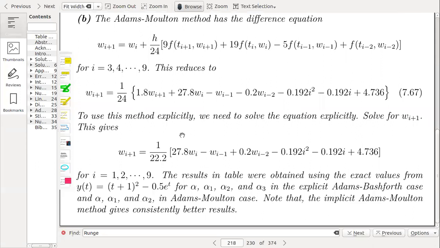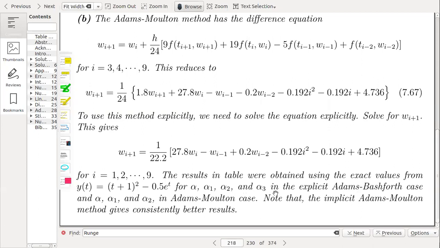To use this method explicitly, we need to solve the equation explicitly. Solve for Wi plus 1. This gives Wi plus 1 is equal to 1 over 22.2, 27.8 Wi minus 1 plus 0.2 Wi minus 2 minus 0.192 i square minus 0.192 i plus 4.736, for i is equal to 1, 2, so on 9. The results in the table are obtained using the exact values from the solution.